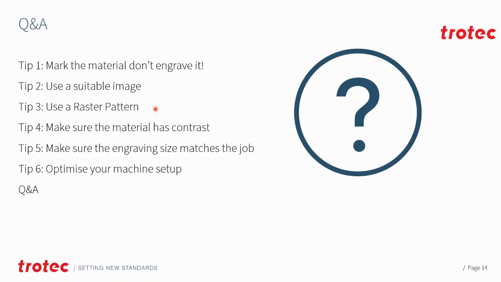Tip number 3, of course, is making sure you're using a raster type pattern. So whether you're using the printer controller with our job control software, or whether you're manually doing it, you want to make sure you use a raster pattern. Next, you need to make sure that the material you're working with does actually provide you that contrast that you need to get a good result. And again, that's hand in hand with making sure that it matches your product size. So use a material that's going to give you a high contrast for smaller products. And if you're working with bigger products, it doesn't really matter as much. And then finally, tip number 6 is, of course, to make sure that your machine is set up perfectly and optimized as well as possible.